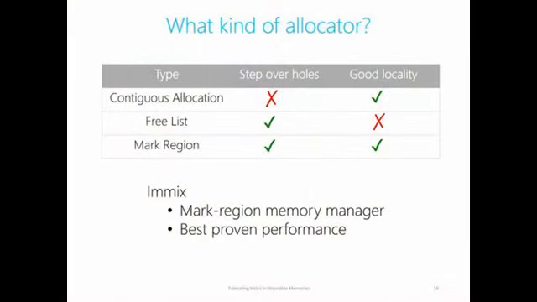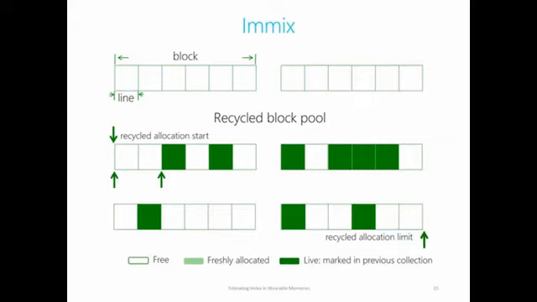And so the next question is, what kind of allocator do we want to use? If we use contiguous allocation, it has good locality, but it cannot really step very well over the holes. It's not straightforward. A free list can do that, but then you lose on locality. And so we decided to use Immix, which is a mark region memory allocator, to help us with that. We chose Immix because it has these characteristics plus the best published performance in the literature. And we were working with Kathryn and Steve, who are the experts on Immix. So let me just quickly show you how Immix works.